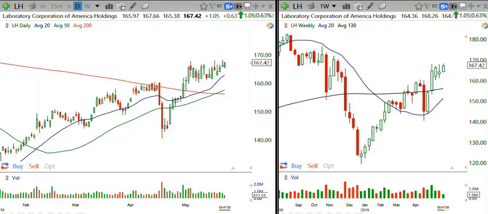Everything, as you know, starts with a compelling pattern. This is LH, Laboratory Corp of America. On the left here is a bullish daily, weekly on the right. So this had a nasty breakdown, greater than 100% retracement, slicing through this resistance.